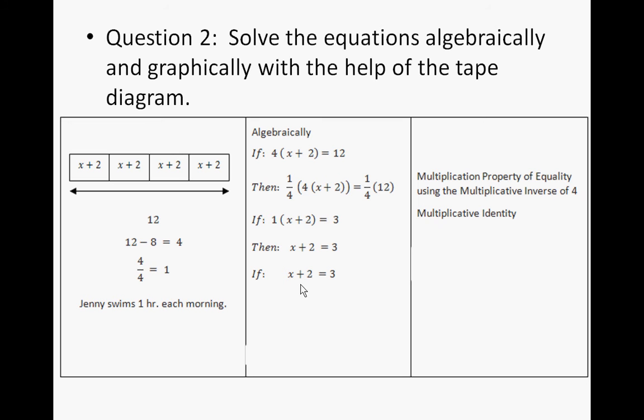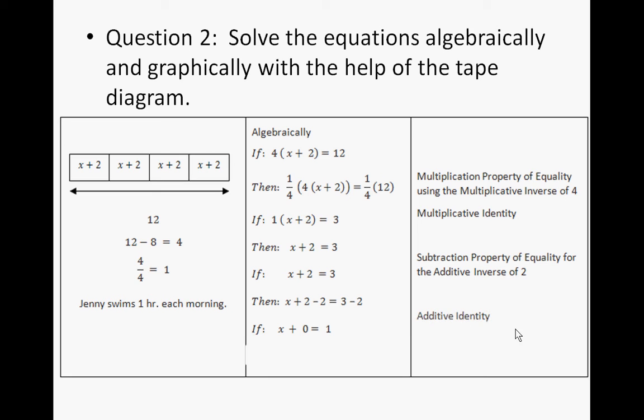And last, if x plus 2 equals 3, then by using the subtraction property of equality and using the additive inverse of 2, which is -2, then x plus -2 equals 3 minus 2, or plus a -2. And last but not least, that gives us x plus 0 is equal to 1. That is our additive identity, which means then that x is equal to 1.